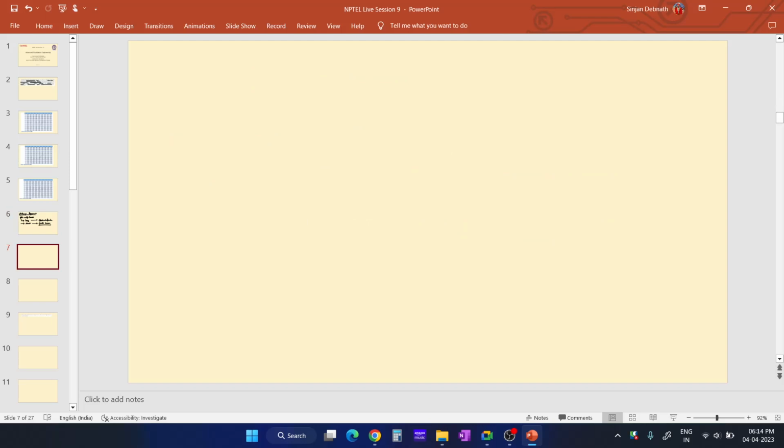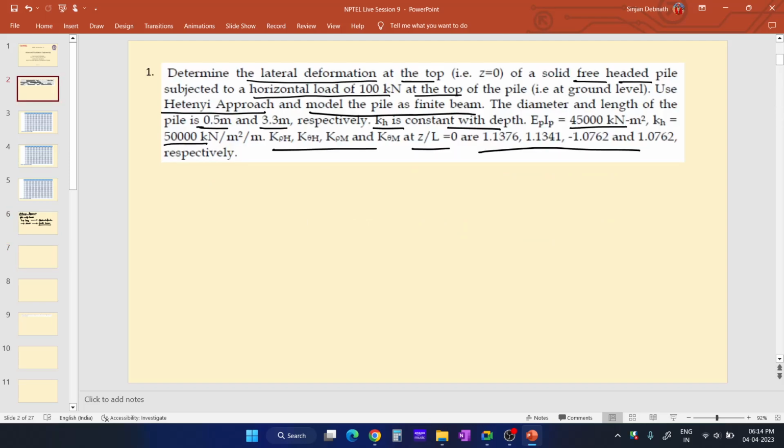Let me go back to the question once again. It is a free-headed pile, and a horizontal load of 100 kilonewton is acting at the top of the pile, and we need to find out the corresponding deformation of the pile head.